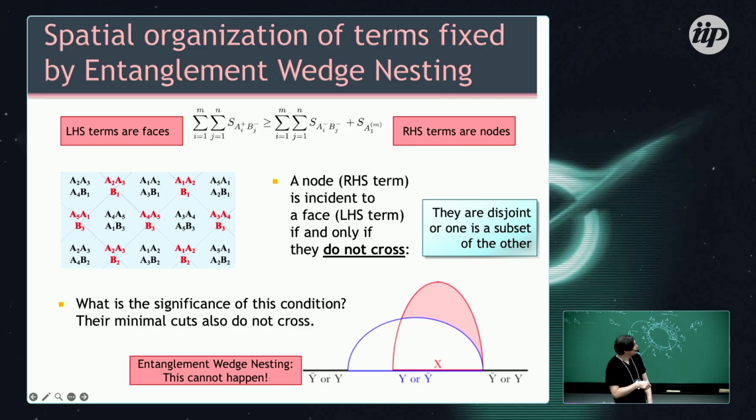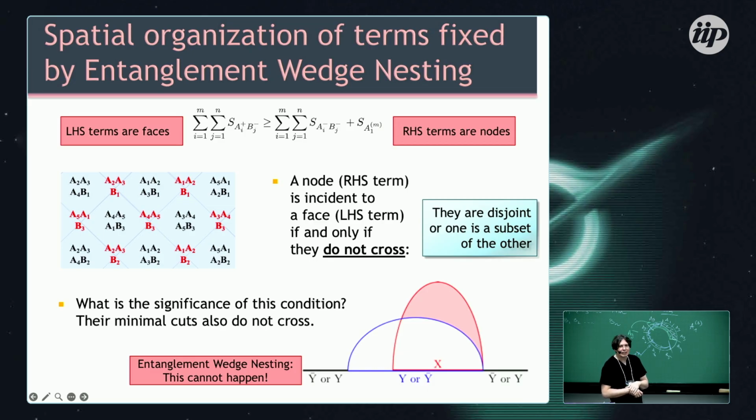So basically what the not crossing allows us to do is forbid the following scenario. Here's one region sitting inside the other, so the regions do not cross. But then their RT surfaces also cannot cross. Here I drew a case where they do cross, and that's forbidden. So entanglement wedge nesting is the statement that this cannot happen, and I get to apply that statement if and only if the two regions do not cross. In other words, if they are neighbors on this lattice.